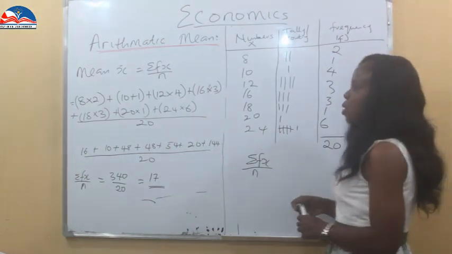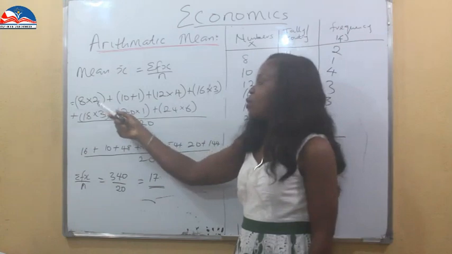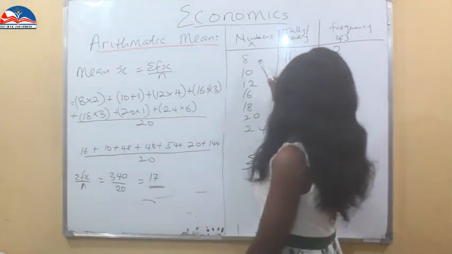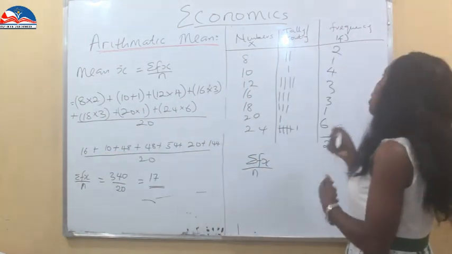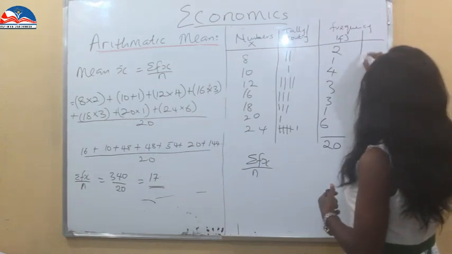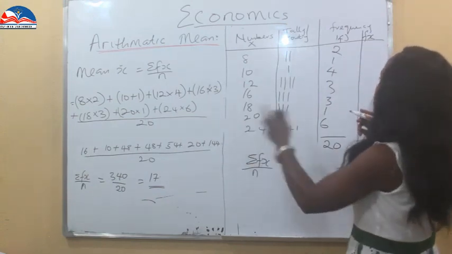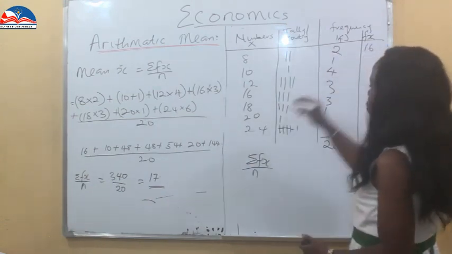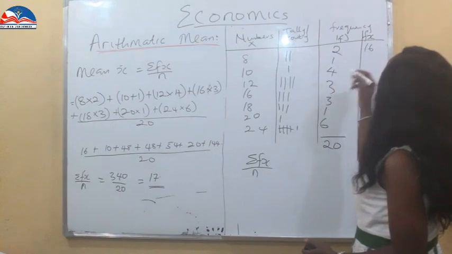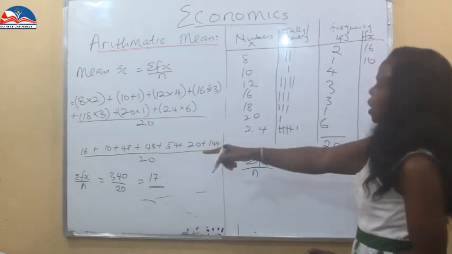After multiplying, you see that 8 times 2 will give us 16. If you want to make it faster, you can come here and just say fx. Calculate this and this. You do it both ways. This times this will give us 16. 10 times 1 will give us 10.